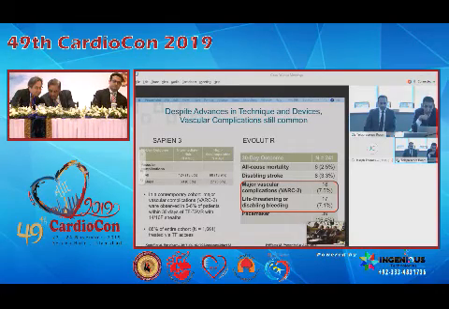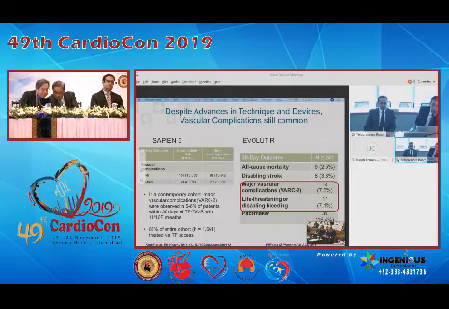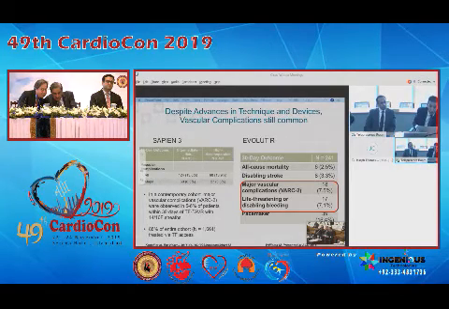And despite the advances in the techniques and the devices over the last 10 years at a breakneck pace, vascular complications are still common. So in the SAPIEN 3 literature, major vascular complications are around 6%, and in the modern Evolut R literature, again, it's around 7%.